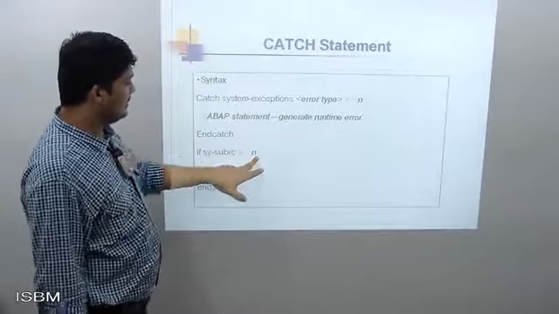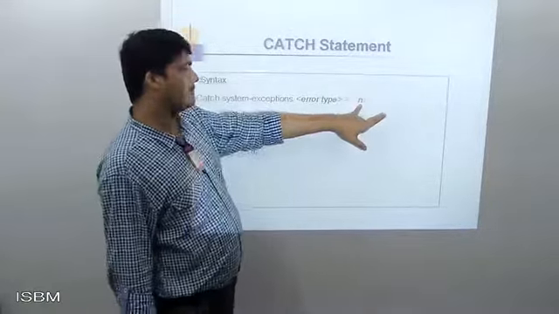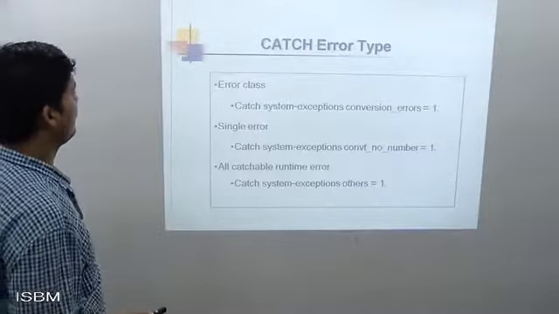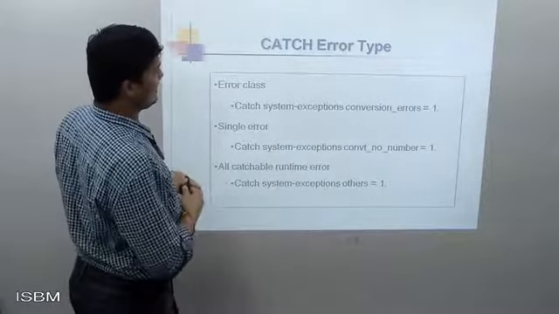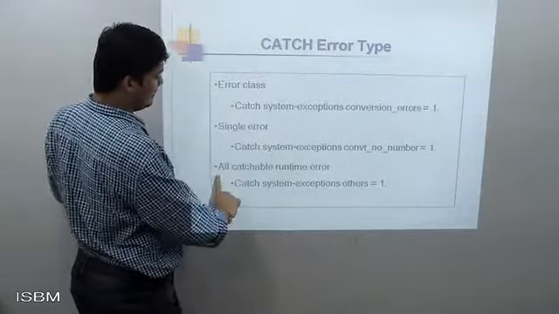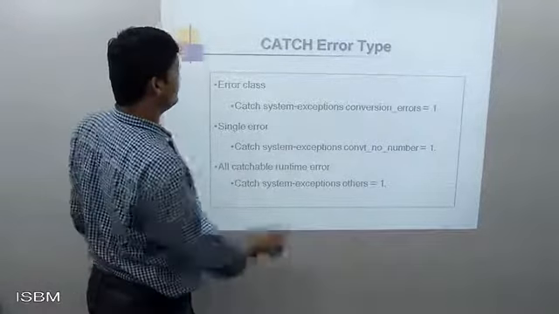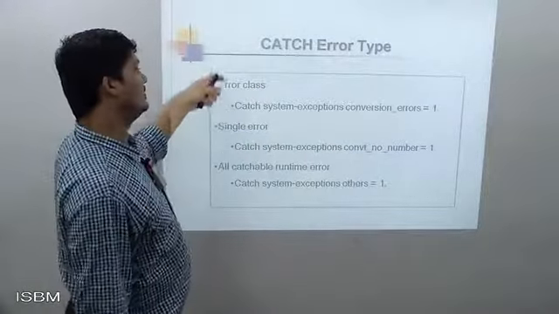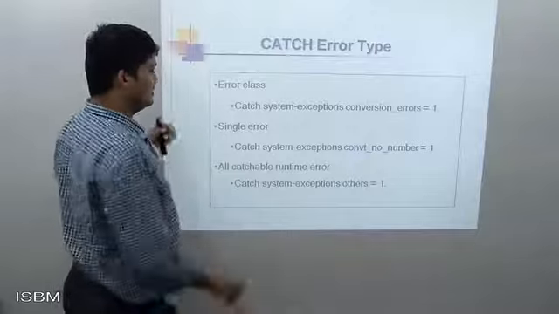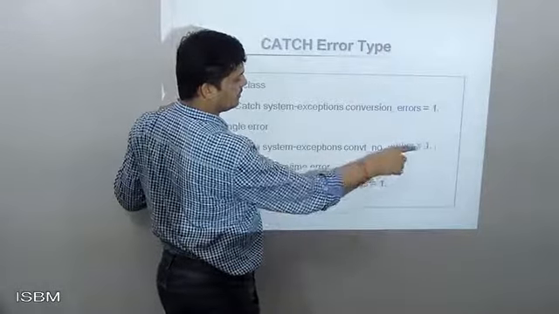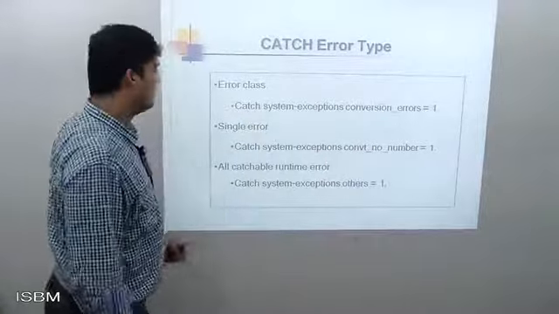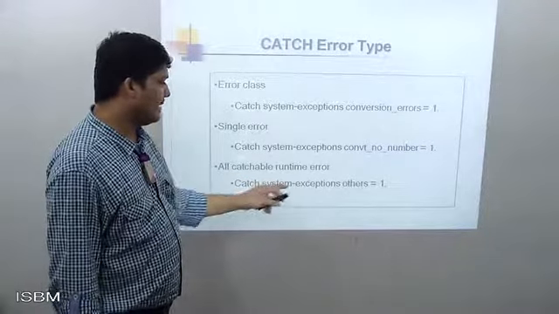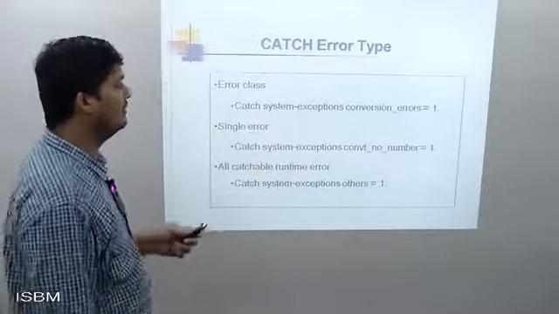If sy-subrc is equal to n, here is the number, so we can write the number over here. There are classes for catchable error types. Error class, single error: the catchable runtime errors. You can see CATCH SYSTEM-EXCEPTIONS conversion_errors = 1. This is type 1, which comes under the error class, the single error. Then CATCH SYSTEM-EXCEPTIONS convert_to_number = 1, converting to a number. It is also an error class, a single error. For all catchable runtime errors, CATCH SYSTEM-EXCEPTIONS others = 1. This is another one.